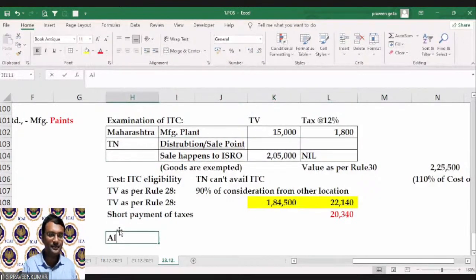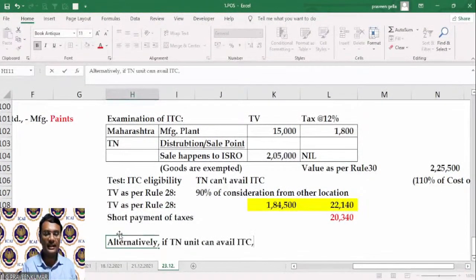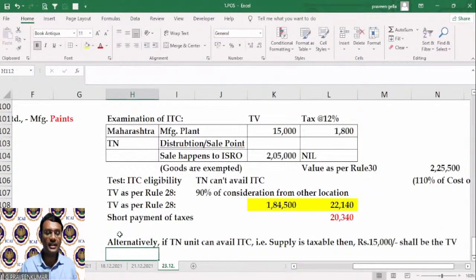So alternatively, if Tamil Nadu unit can avail ITC, that is, supply is taxable, then rupees 15,000 shall be the transaction value. So here eligibility of ITC, availability of ITC is the test which they have put in. If the other unit is in a position to claim the input tax credit, then whatever you have given on the invoice, I'll go with that.